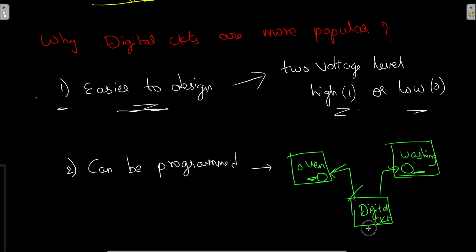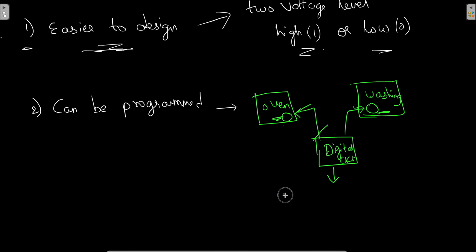Now programming will play a crucial role. Here I'm writing a program for the oven. So this digital circuit will work like an oven. Oven functionality, what is that? That functionality will work now. Now I am changing the program for the washing machine. Now the same circuit will act with washing machine functionality as well.